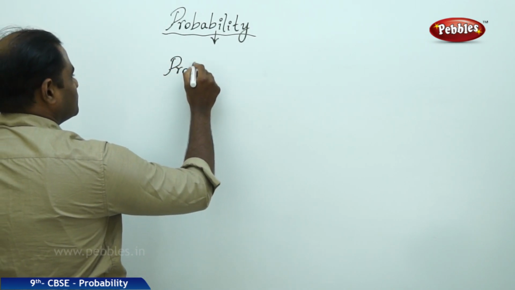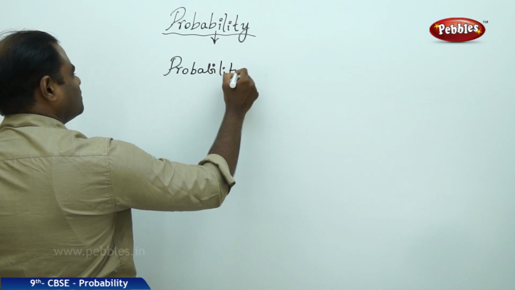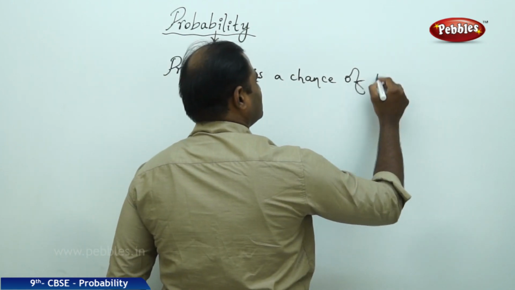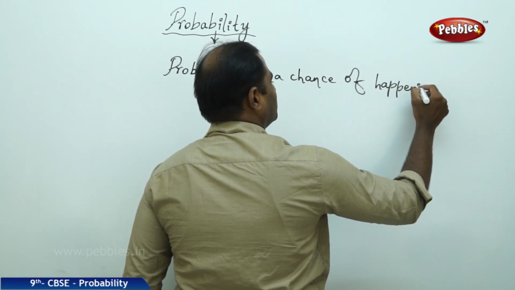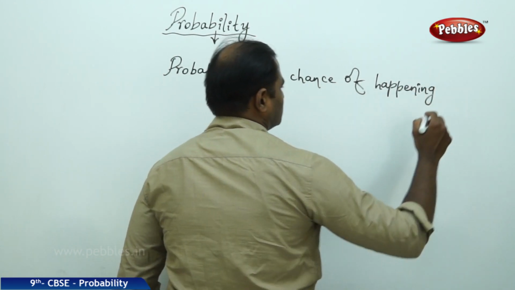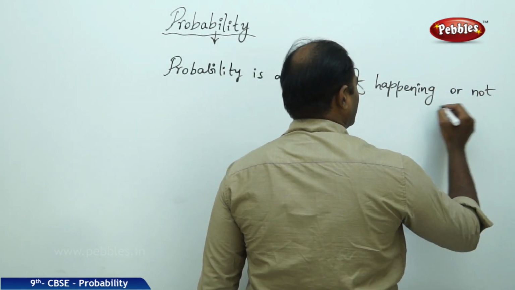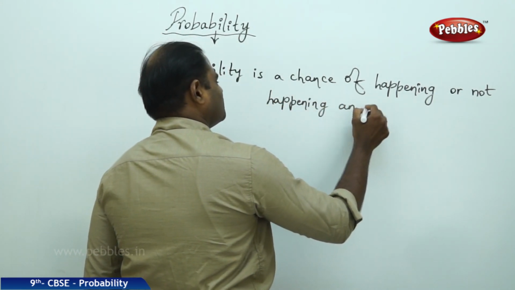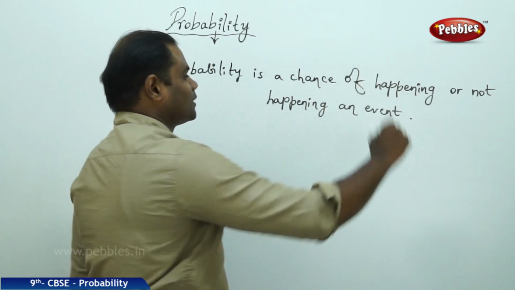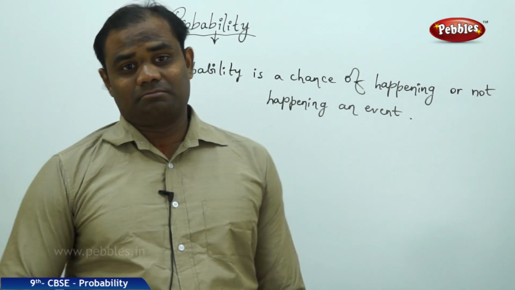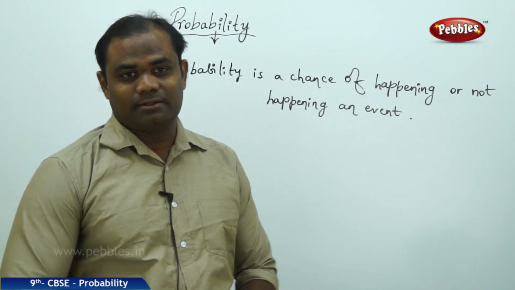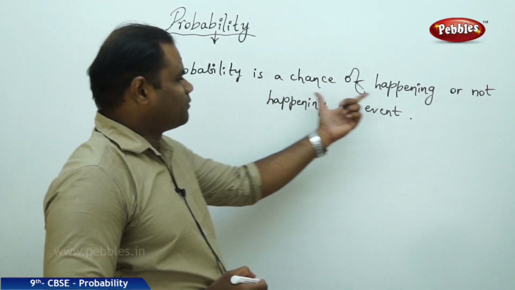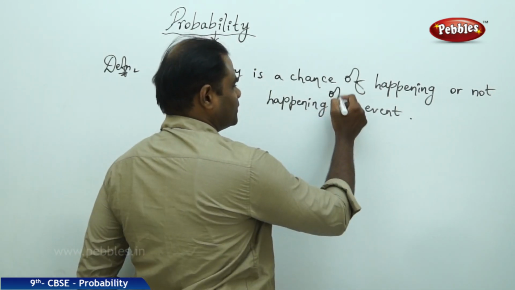This session is about probability, which defines probability as a chance of happening or not happening of an event. Happening: it may rain outside. Not happening: it may not rain outside. So here I define probability as a chance of happening or not happening of an event.